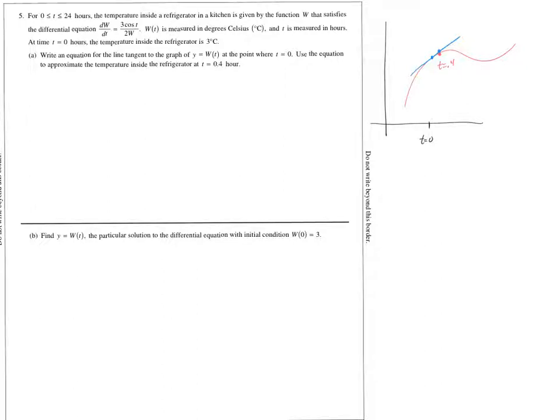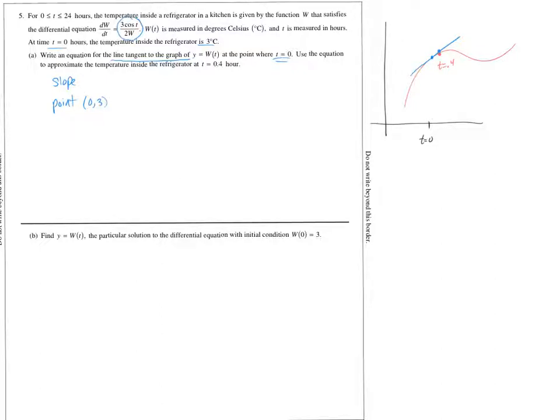First thing we do is write the equation for the line tangent to the graph. So we need a slope, and we need a point, and it's at t equals 0. Well, they gave us the point at t equals 0. The temperature is 3, so we have the point 0, 3. How do you get the slope? We get the slope, the instantaneous slope, from the derivative. So we're going to get the slope by plugging in t equals 0 into this thing.